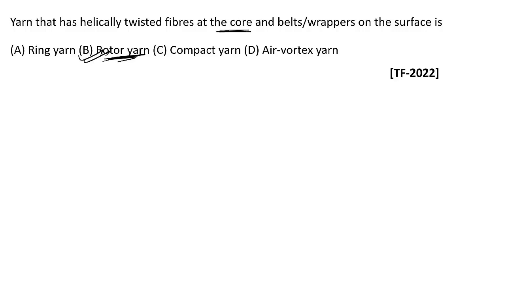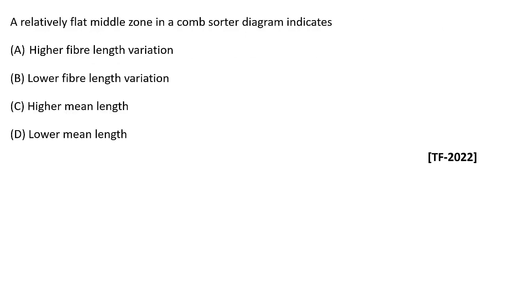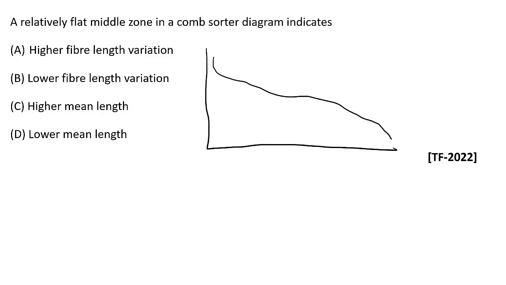Now coming to the next question. A relatively flat middle zone in a comb sorter diagram indicates: higher fiber length variation, lower fiber length variation, higher mean length, or lower mean length. So if you have read the comb sorter diagram, it is made something like that. It is not a perfect picture, but you will get the rough idea from this of how the comb sorter diagram works.